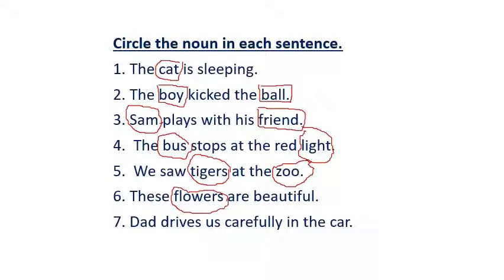Dad drives us carefully in the car. What is a noun here? Dad, because dad is a person. And car is a thing. Good children. Now you have done it. Good. Now we'll go to the next page. Now you all know noun. Noun is the name of a person, place, animal, or thing. Good.